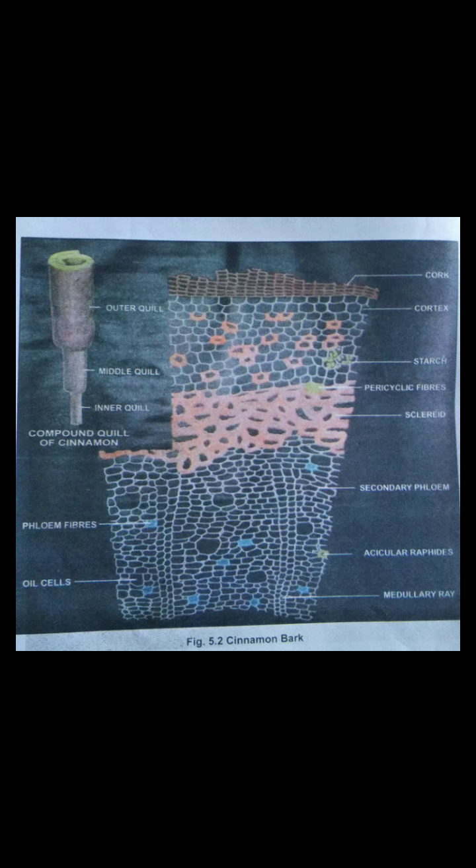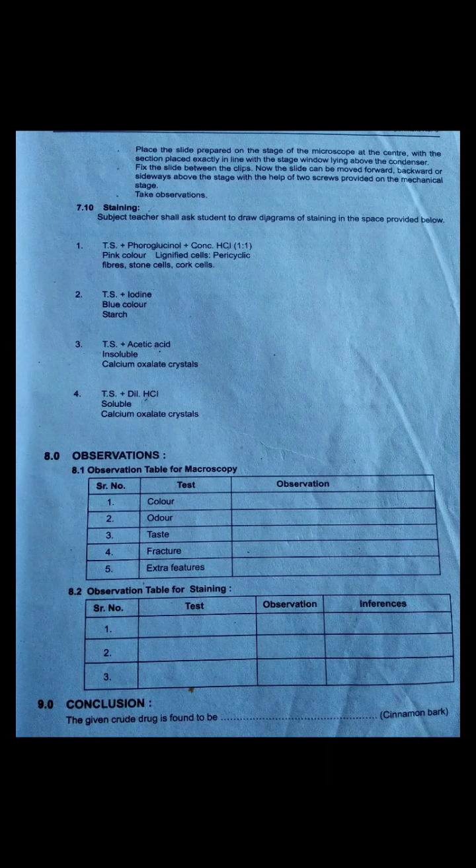In staining, first the TS with phloroglucinol and concentrated HCl in the ratio 1:1 shows pink color, showing lignified cells, that is pericyclic fibers, stone cells and cork cells. Second, the TS with iodine shows blue color, indicating starch. Then the TS with acetic acid is insoluble, indicating calcium oxalate crystals. Then the TS with dilute HCl is soluble, indicating calcium oxalate crystals.